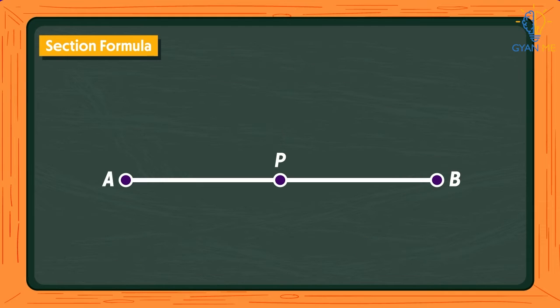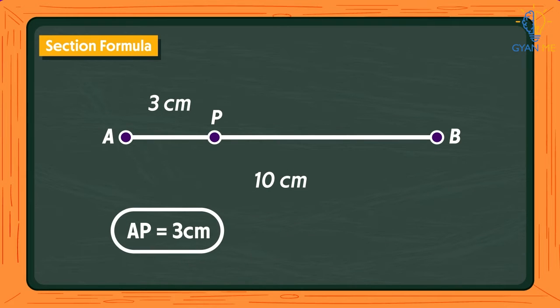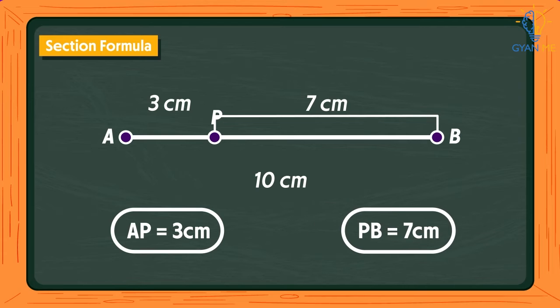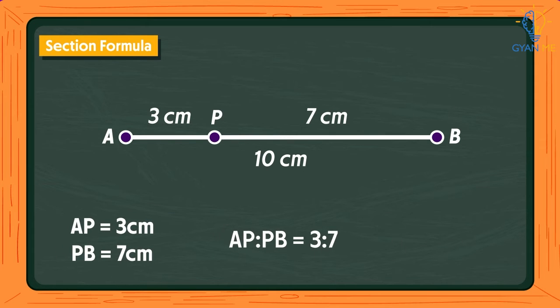Now, let us assume that the whole line segment AB is equal to 10 cm. And if P is at 3 cm from A, then we say that AP is equal to 3 cm and PB is equal to 7 cm. Now, write them in ratio form. So we get AP is to PB is equal to 3:7, or AP upon PB is equal to 3/7.